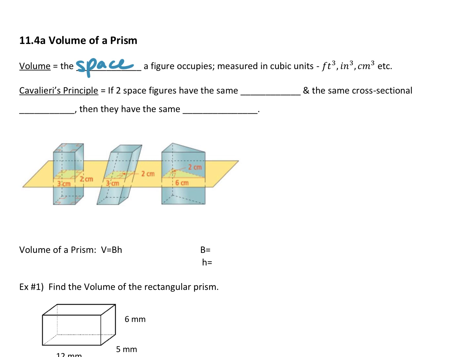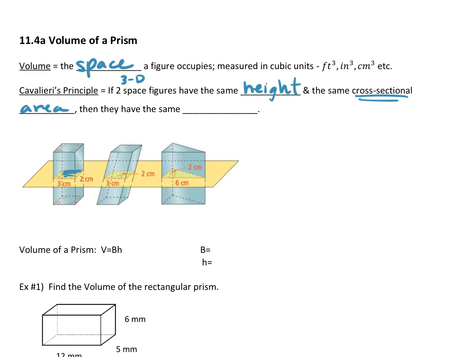There is this guy, Cavalieri, who came up with this principle, this idea, that says if 2 space figures, if 2 3-dimensional figures have the same height and the same cross-sectional area. What is a cross-section? You learned it in 11.1. A plane that intersects a solid, right? The area that is the intersection of a plane and a solid.